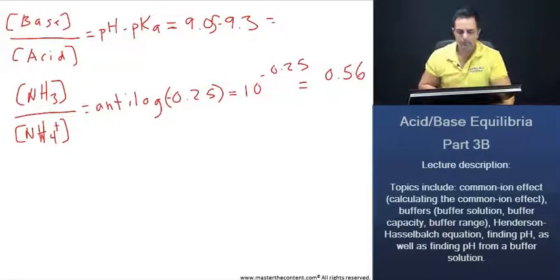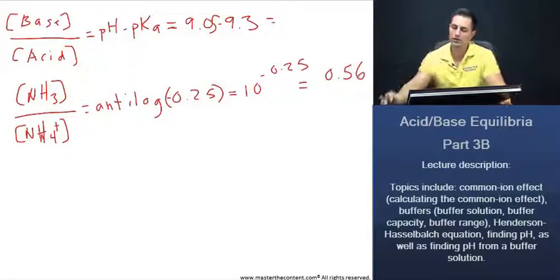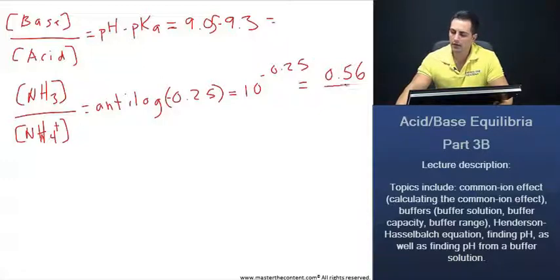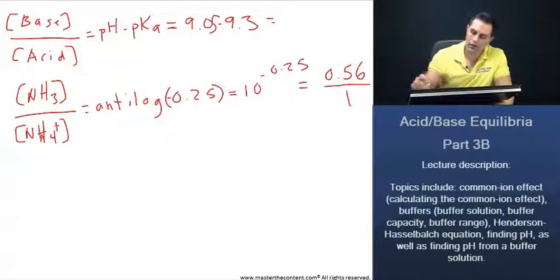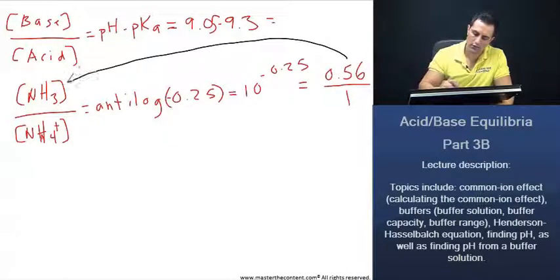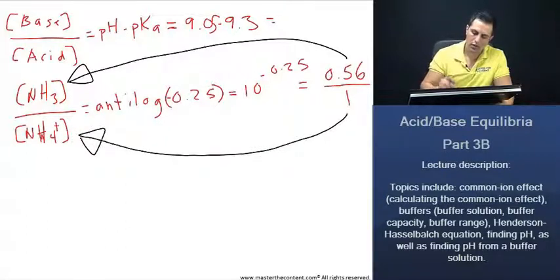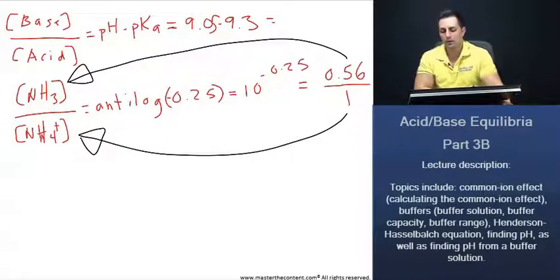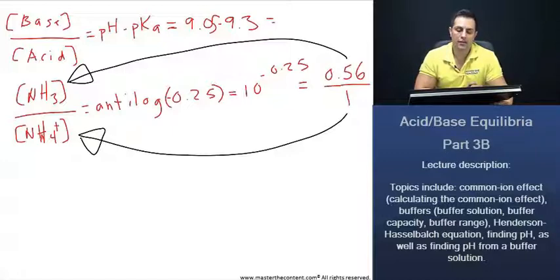Wonderful. This part right here, you can actually just rewrite as over 1, right? And then that's telling us that for every 0.56 moles of ammonia, you're going to need 1 mole of ammonium. And that's how you basically tweak until you get exactly what you're looking for. All right, great.